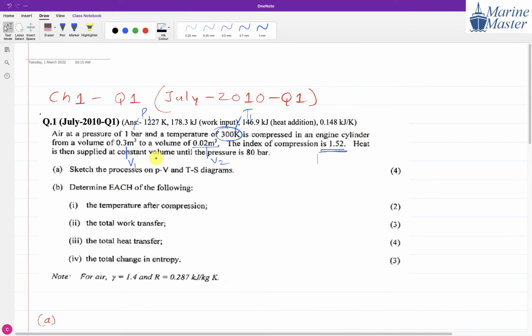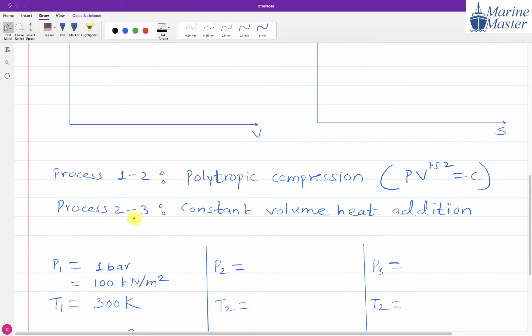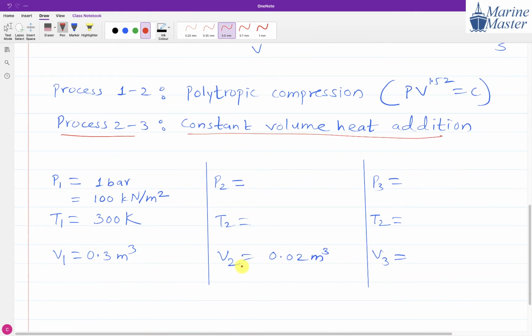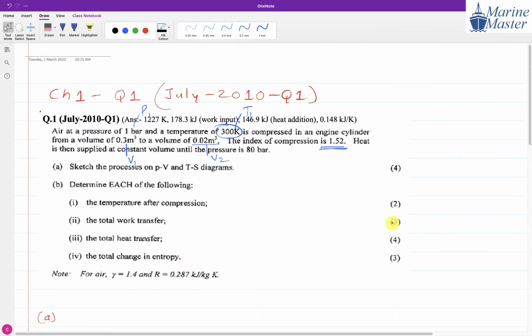Heat is then supplied at a constant volume. So what does that mean? When we are going from 2 to 3, volume is constant. So we can say V2 is equal to V3, or V3 is equal to V2, because from 2 to 3 the volume is constant. That is 0.02 meter cube. So we got V2.